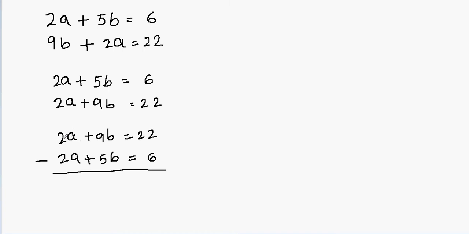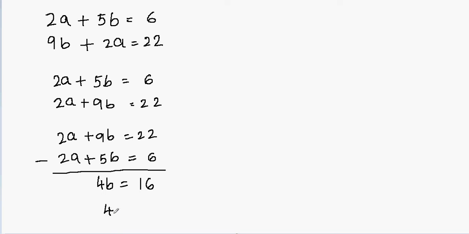Here, 2a minus 2a. Now we have to make sure that we are subtracting. So 2a minus 2a will be 0, so I will just leave it here. Then 9b minus 5b. Since I'm subtracting, I have to distribute this negative sign, right? So 9b minus 5b will be 4b. This is equal to 22 minus 6, which is 16. So I have 4b equals 16.